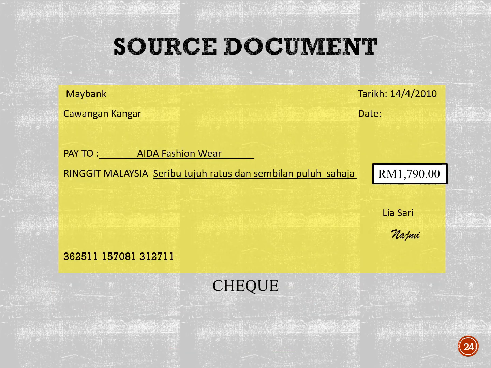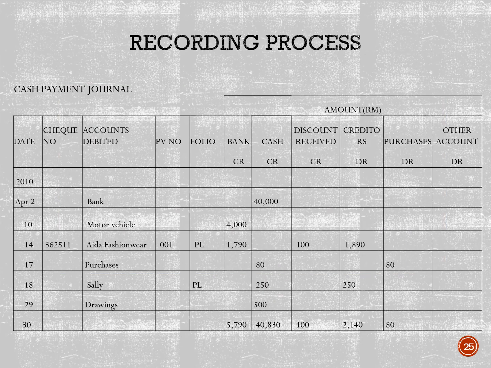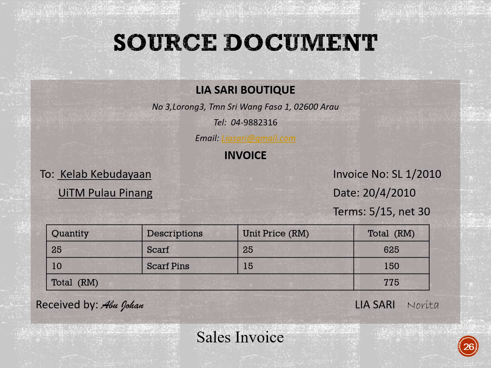And then this is the cheque that Lia Sari Enterprise will make to Aida Fashion Wear. So this is the cash payment journal. How you record in the cash payment journal. And then this one is the source document for invoice. Just now we learned the purchase invoice, and this is the sales invoice. Sale means when our company wants to inform its buyer, or confirm that the buyer has bought goods from it. So this one we call a sales invoice.